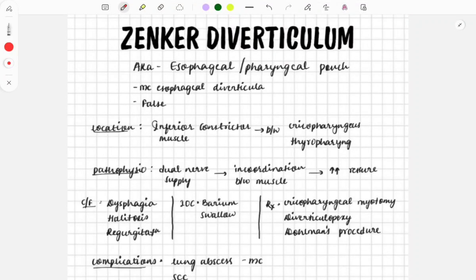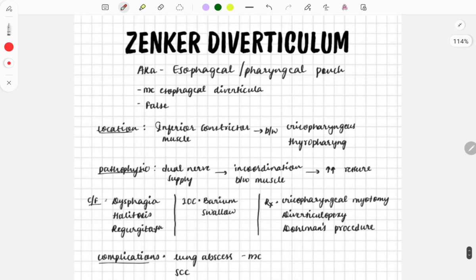Welcome back to another session of discussing an important PYQ for the FMG. So today's topic is the Zenker diverticulum, a very important esophageal condition, and questions have frequently been asked on this in anatomy, then in surgery, in medicine, even in pathology. Okay, so let's look at those things which are asked in the FMG.